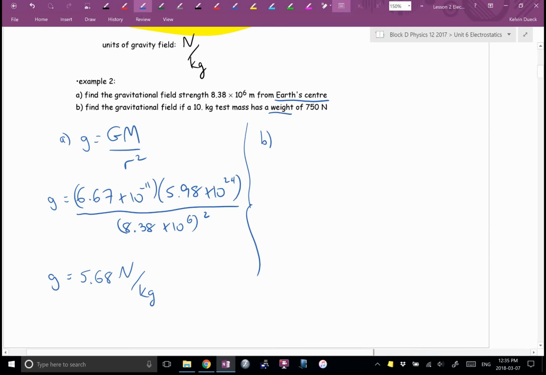Weight, well, weight is mg. So if I know that the force of gravity is mg, then little g is the force of gravity divided by the mass. That's the ratio. That's the third equation that I gave you in the gravity unit. Here, do I know the size of the planet? No. Do I know how far away from the planet I am? No. What I do know is, I've measured the force that I'm feeling, and I know the mass that's experiencing the force. That'll also give me the gravitational field strength. I can do this one in my head, 750 divided by 10, 75, yes?